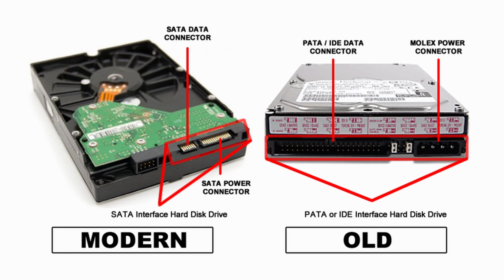You see several pins, and we see 4 here. This 4 is for power and this is for data. The rest are for data. Every hard drive needs 2 main connections, one for power, one for data.